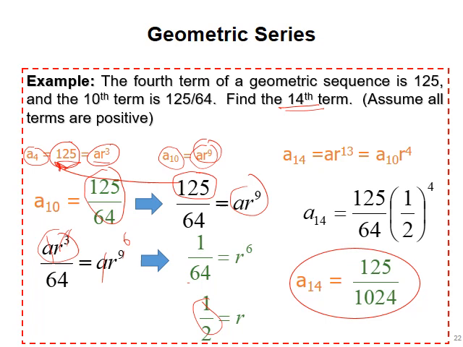So it will be AR to the power 13, which is A10 multiplied by R to the power 4. Why? Because you see here, let me say U14 equals AR to the power 13. This R to the power 13, I can split it into R to the power 9, R to the power 4. AR to the power 9, this one, which is A10, multiplied by R to the power 4. I have this one, which is 125 over 64. I have R, which is this one. Now I do the math, I get 8.